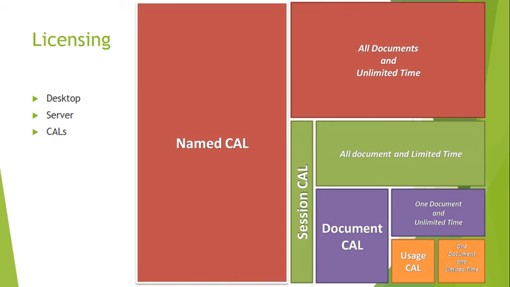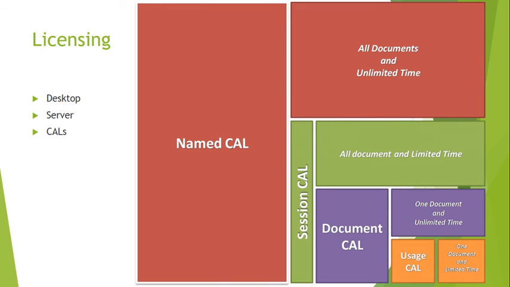And the other one is leasing. Once you buy a server, they'll give you some named cals, so you can lease a license from the server if you have a named cal available in the server. If you lease a license to the desktop, you will be allowed to develop the application for 30 days. After that, again, you need to lease a license.